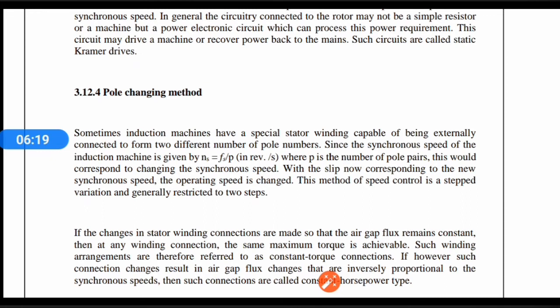We all know that the synchronous speed Ns is the formula of supply frequency divided by the number of poles. So by changing the number of poles also we can have different synchronous speed, and consequently we can have the different rotor speed. First method we are discussing poles, and then we will find in the next method we will change the frequency also. So by changing the frequency also we can get the different synchronous speed and different rotor speed.